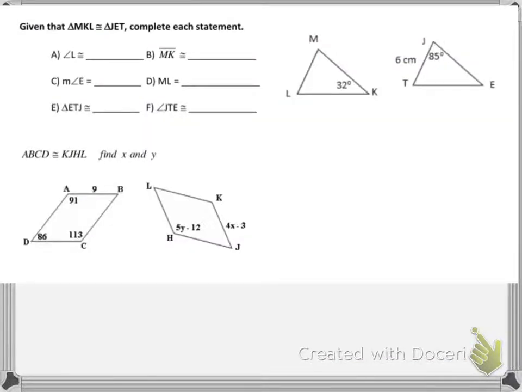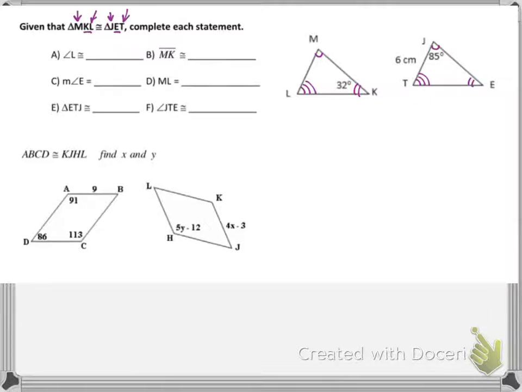Alright, so here we go. They're going to tell me that these two triangles are congruent, so I'm going to use what it told me again. M and J are going to be congruent, so I'm going to mark that, M and J. K and E are going to be congruent, so I'm going to mark K and E. And that means that L and T, since those are my last ones, are going to be congruent as well.